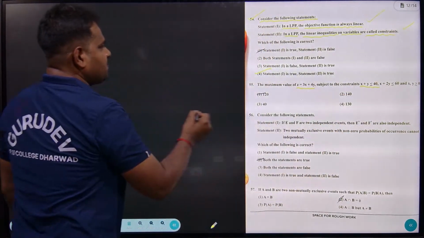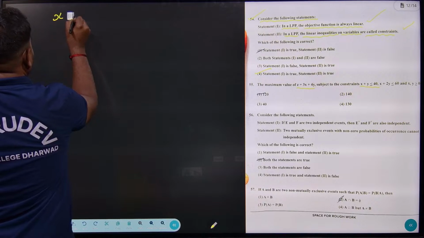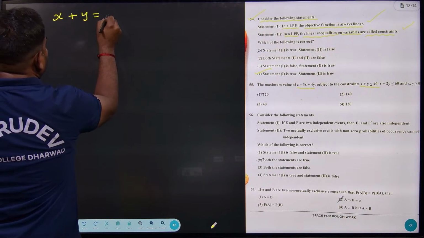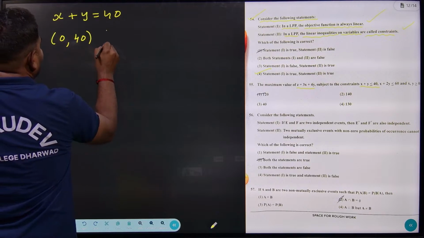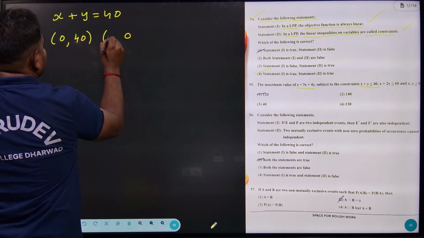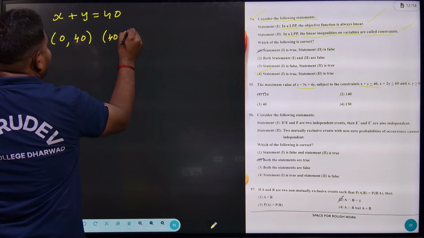See here, x plus y equals 40. If I put the value of x equal to 0, we get y equal to 40. If I put the value of y equal to 0, we get x equal to 40.